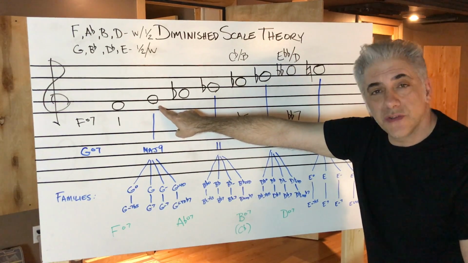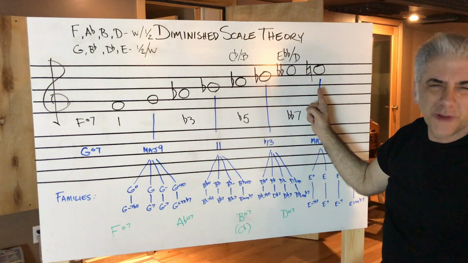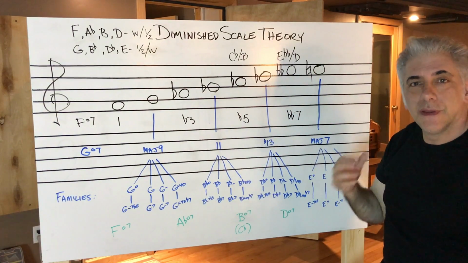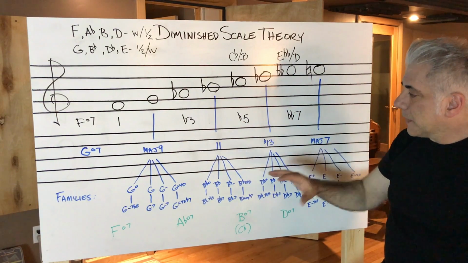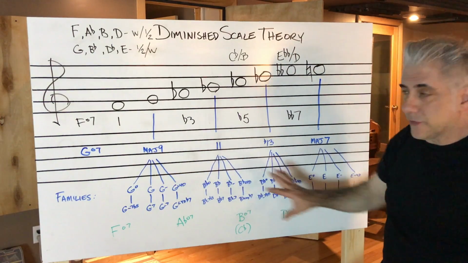We have a G diminished seventh chord: G, B flat, D flat, F flat, or E natural, we'll say. But to the ear, it's a G diminished seventh chord. Okay, so these are the families of these, okay?